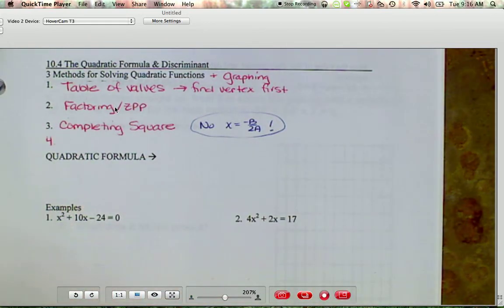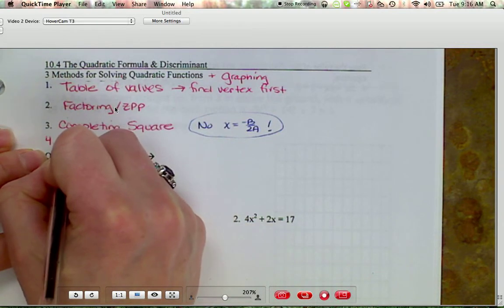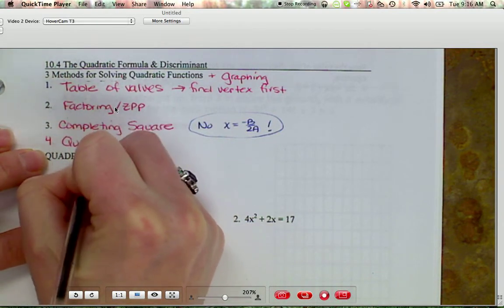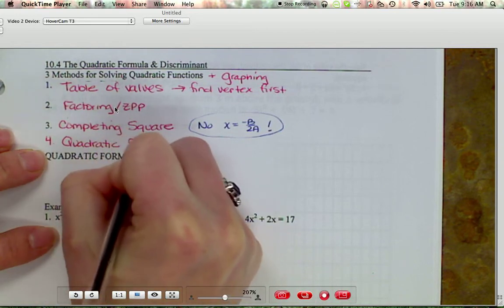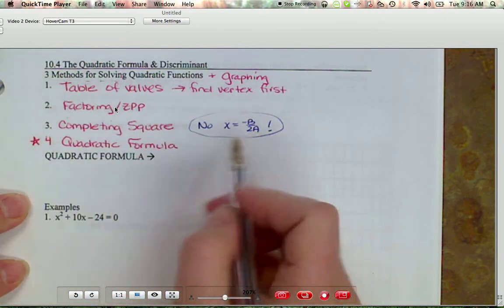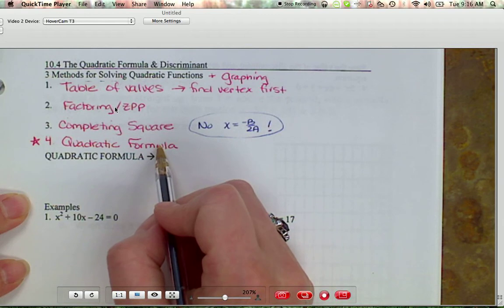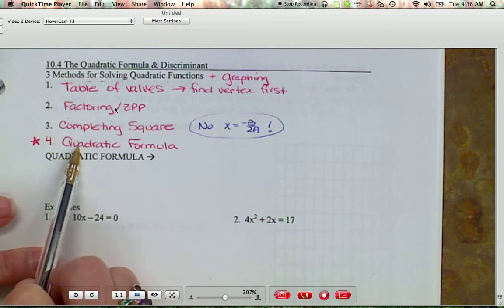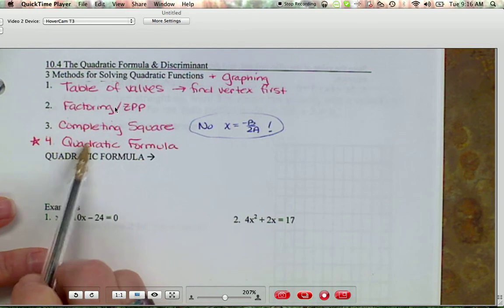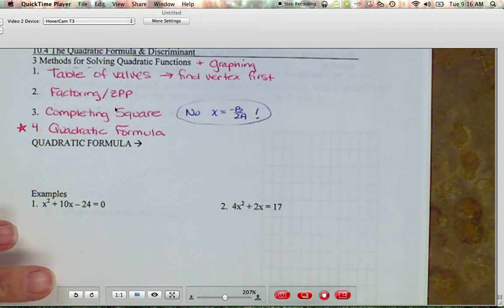And today we will be learning the fourth method for solving so that we can graph them, and that's called the quadratic formula. Now, the benefit of the quadratic formula is that it works every time. However, there are lots of places where you can make a mistake, and it takes time to do as well. So it's kind of our last resort if we can't do anything else, because it does work every time, but it is not the most fun one to do, let's put it that way.